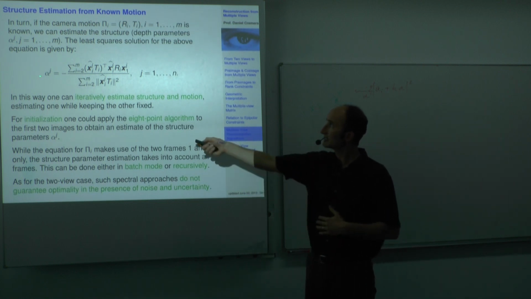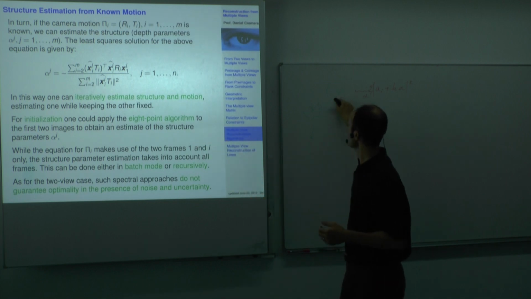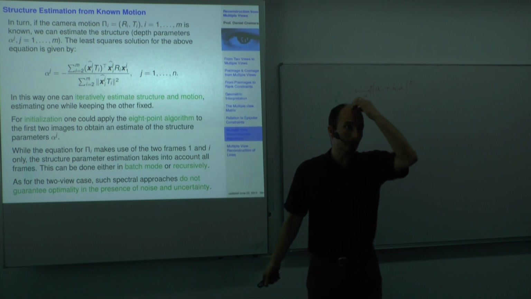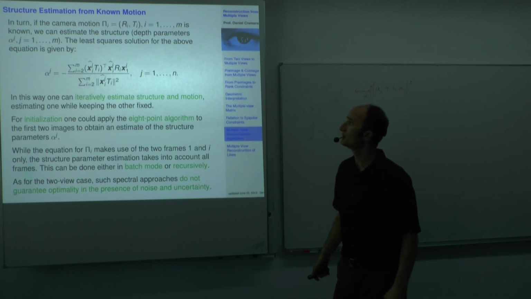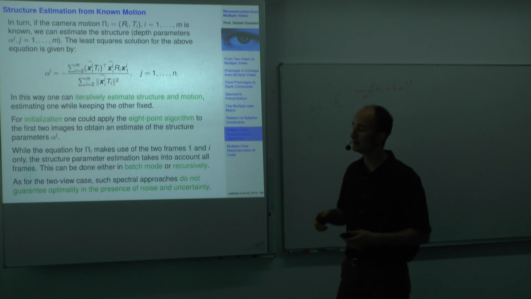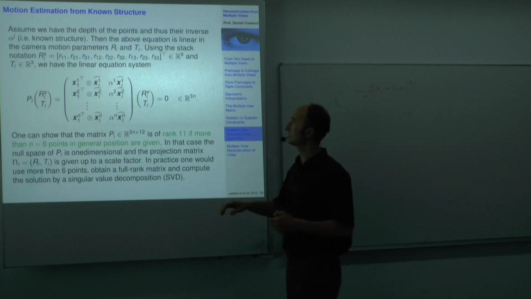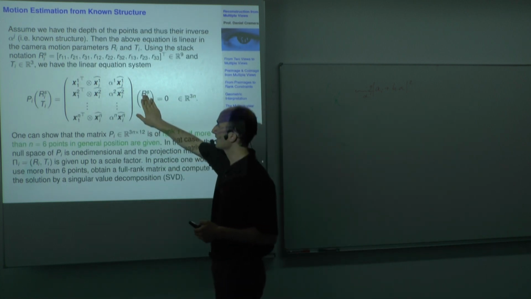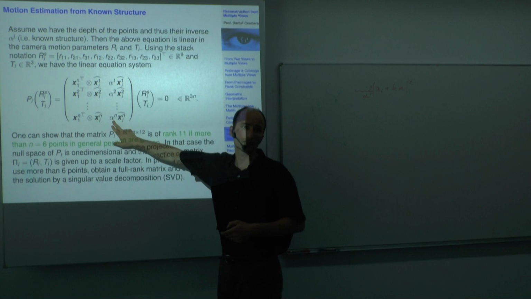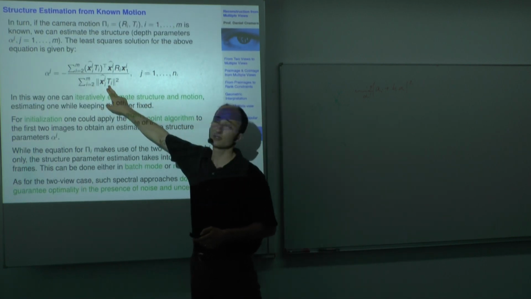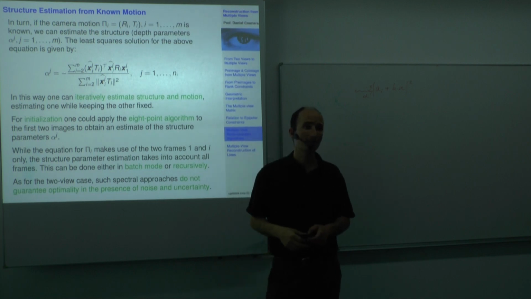And so we can estimate the 3D location of the point with respect to the first image, so that's the inverse depth, if you will, and we can estimate the camera motion, but what we see is that the solutions are not decoupled, in the sense that the estimation of the camera parameters requires the knowledge of alpha, and the estimation of alpha requires the knowledge of the camera motion.